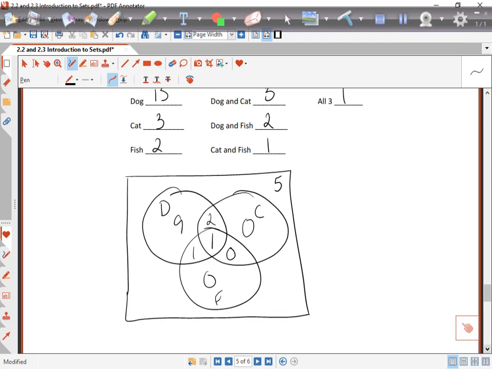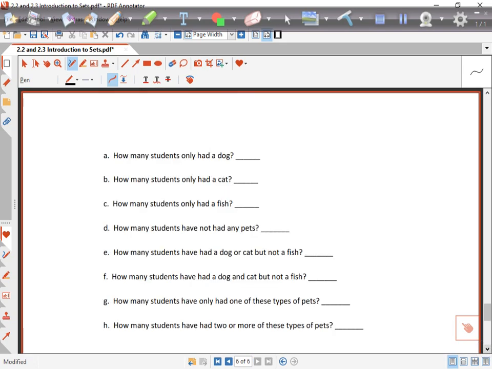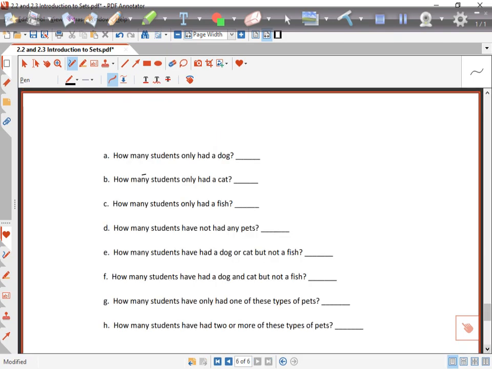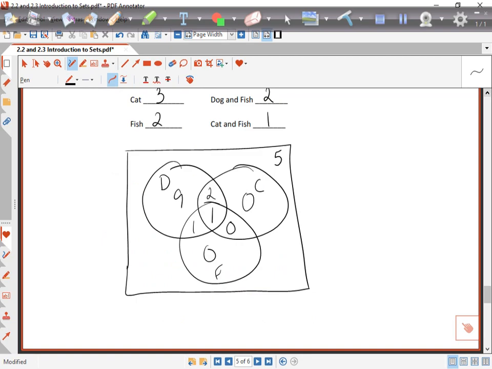All right, now we've got some questions below to answer about this. So excuse me, I'm going to have to go back and forth. So let's look at the first 2 questions, which are similar. How many students only had a dog, only a cat, only a fish? Let's see. Only a dog was 9. Only a cat was 0, and only a fish was 0. Remember, when it says only, you're looking for places that do not overlap. Okay, how many students did not have any of these pets? Okay, so that was the number we found out here, so that was 5.